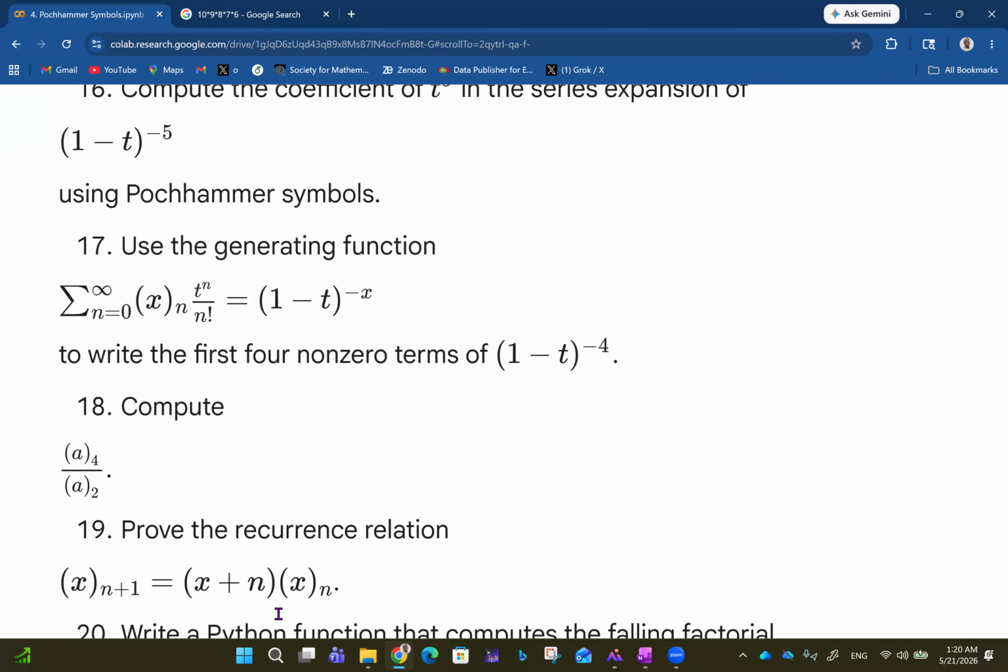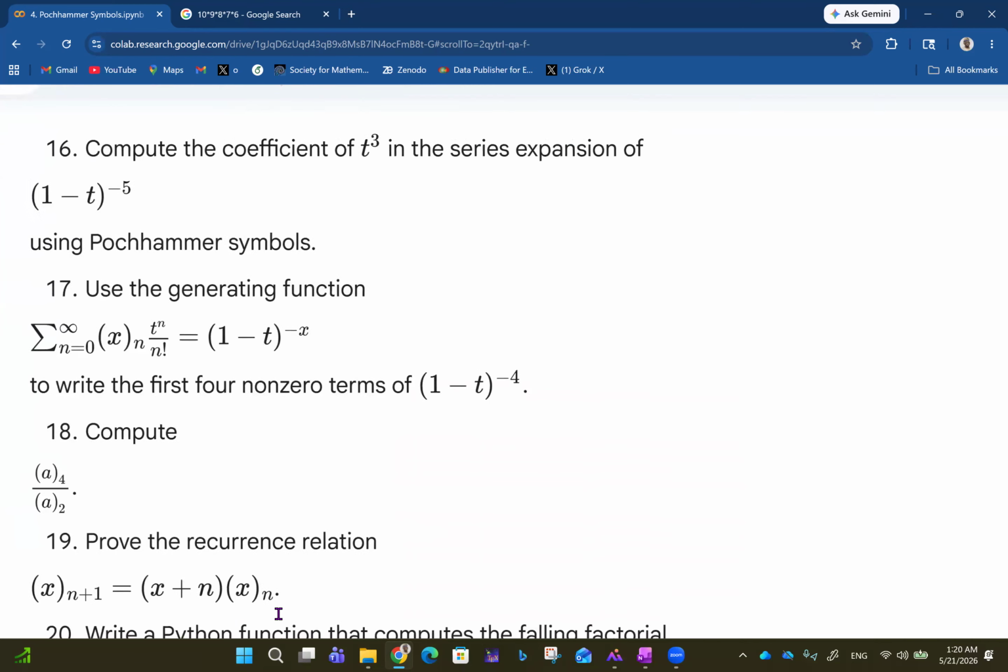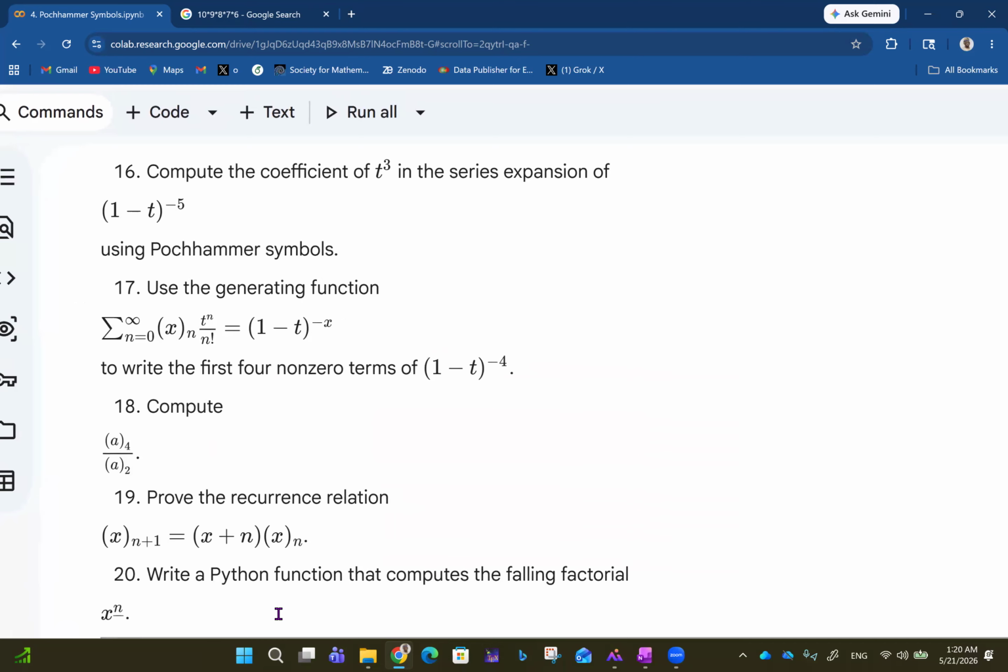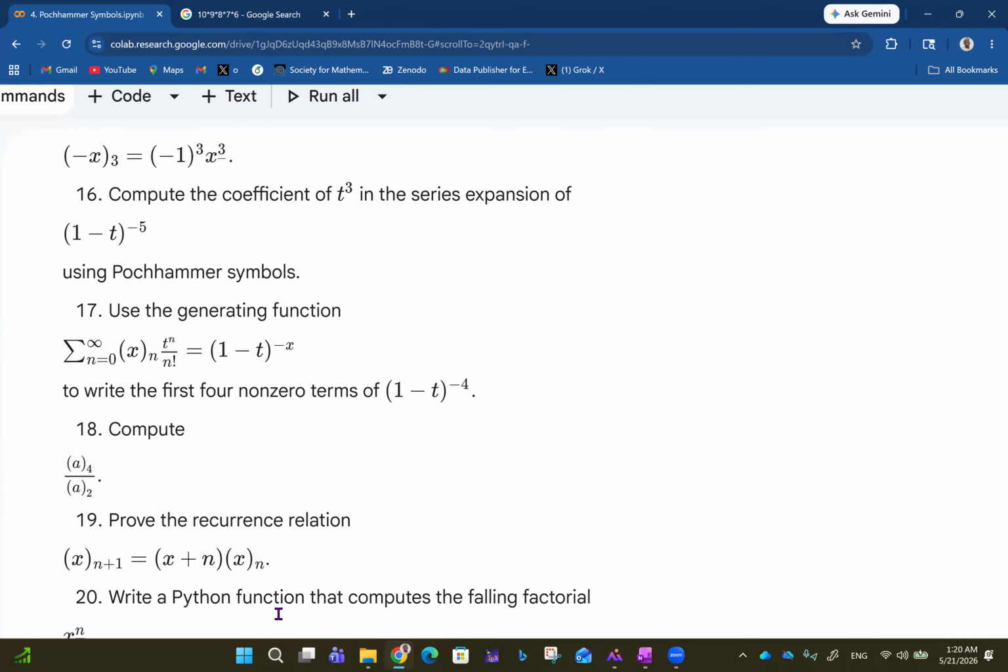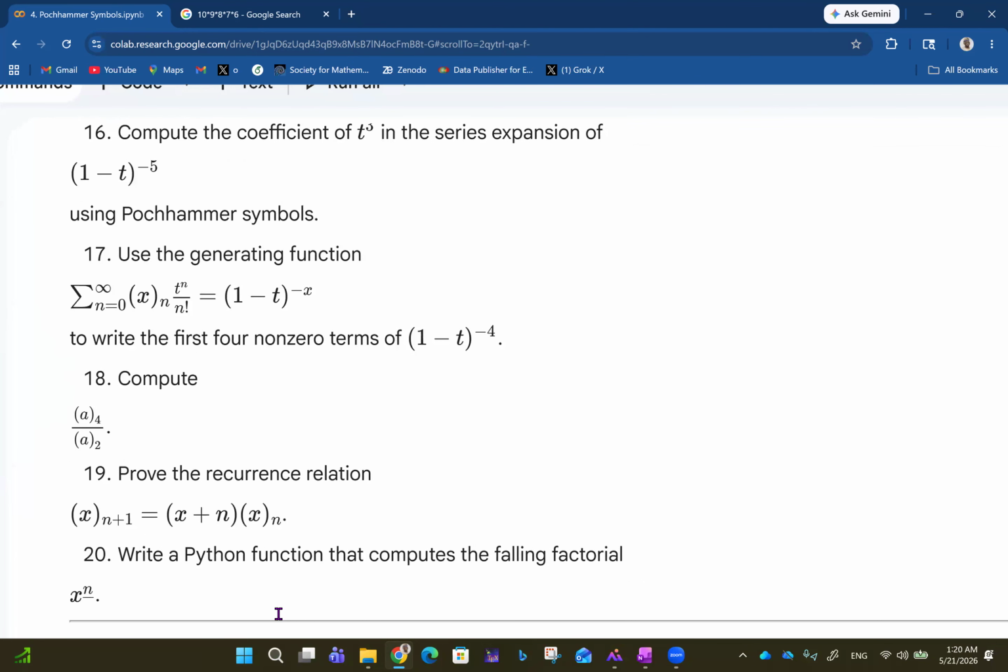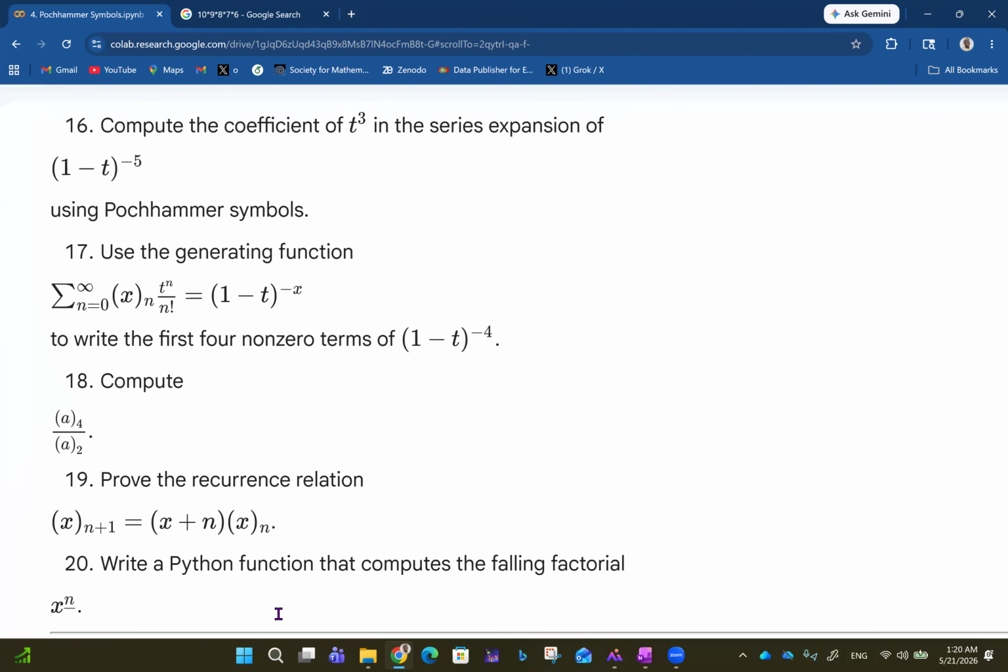Then we have 16 to 20 finally. Compute the coefficient of t cubed in the series expansion for minus 5 using Pochhammer symbols. Use the generating function to write the first four non-zero terms of the series for minus 4. Compute this. Prove the recurrence relation. Write a Python function that computes the falling factorial x sub n raised to the power minus 1.